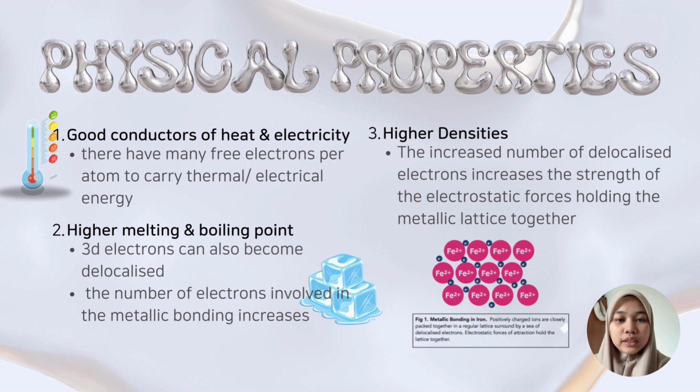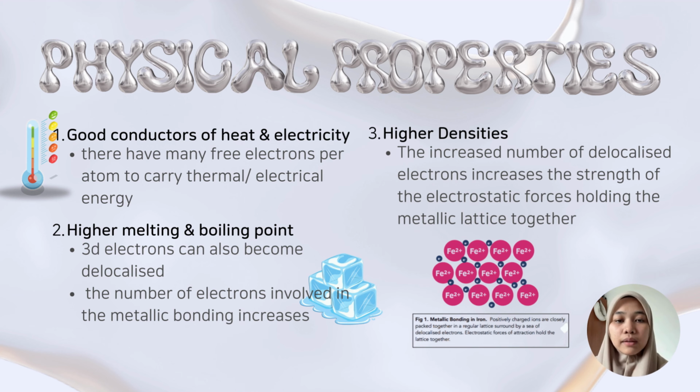Now we go to the physical properties of transition metals. First, good conductors of heat and electricity. Transition metals are excellent conductors of both heat and electricity. This is due to their large number of free electrons, which can carry thermal and electrical energy efficiently. These free electrons allow the metal atoms to transfer energy quickly.